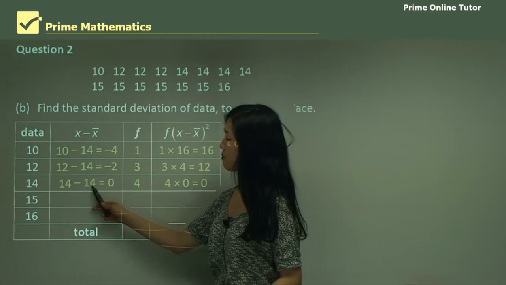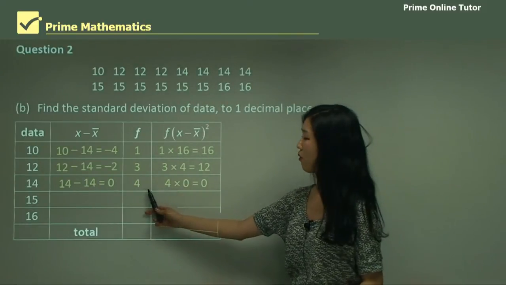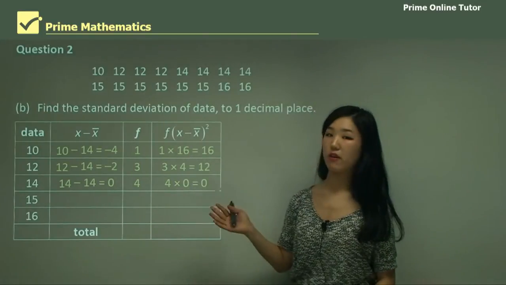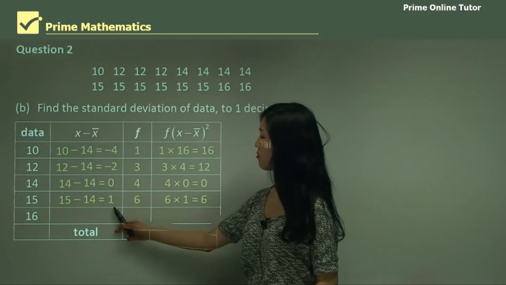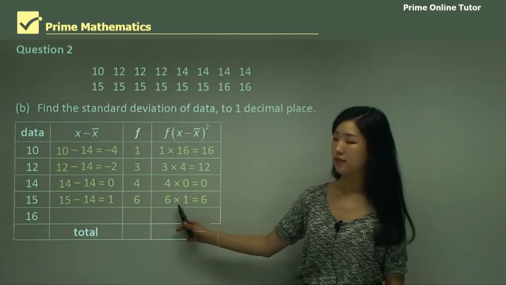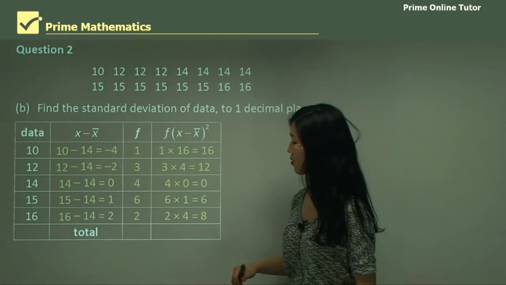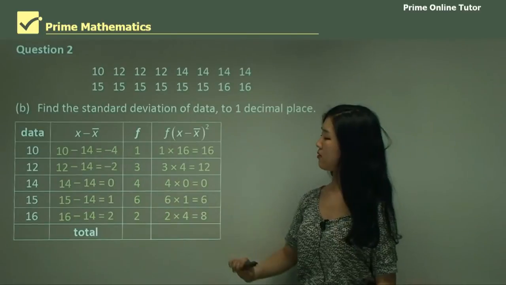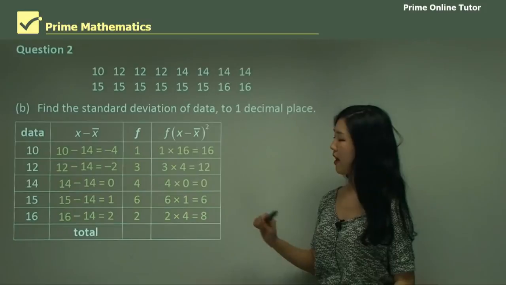So 14 minus the mean is simply 0. So then there's 4 14s, so the frequency is 4. But if I multiply the frequency with 0 squared, it's still just 0. Same way here, 15 minus the mean is 1. There's 6 15s, so the frequency is 6. And frequency times 1 squared, which is simply 1, is just 6. And the final one, 16 minus 14 is 2. There's 2 16s, so frequency is 2. So frequency of 2 times 2 squared, which is 4, gives you 8.